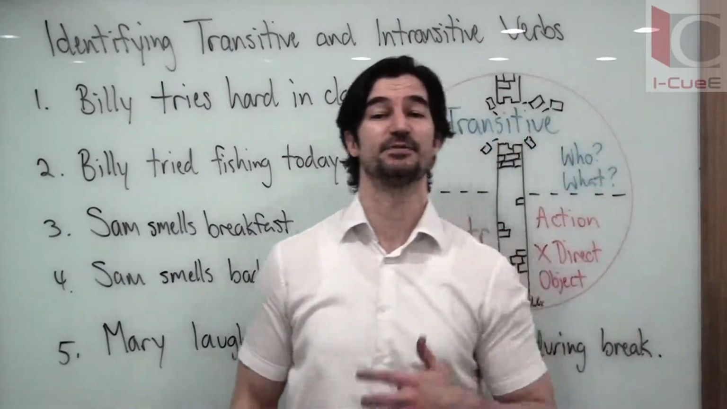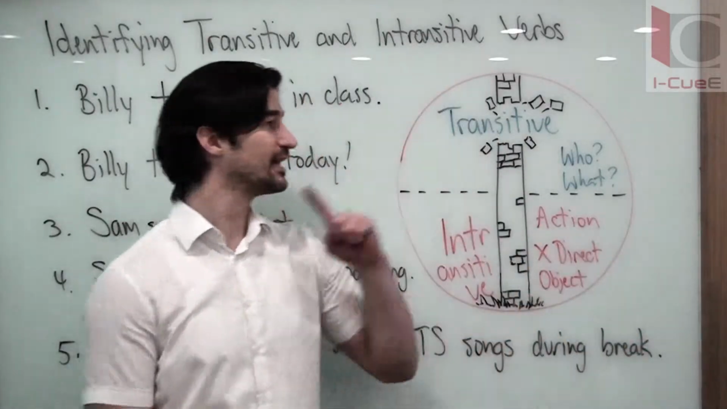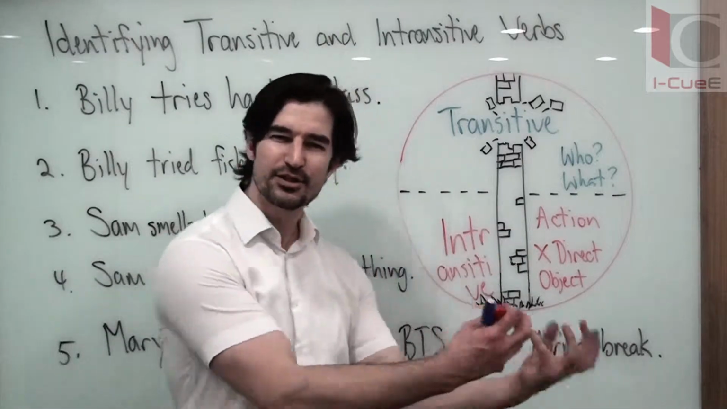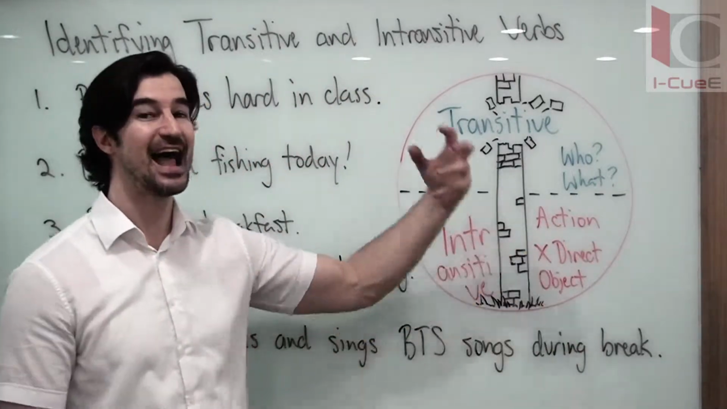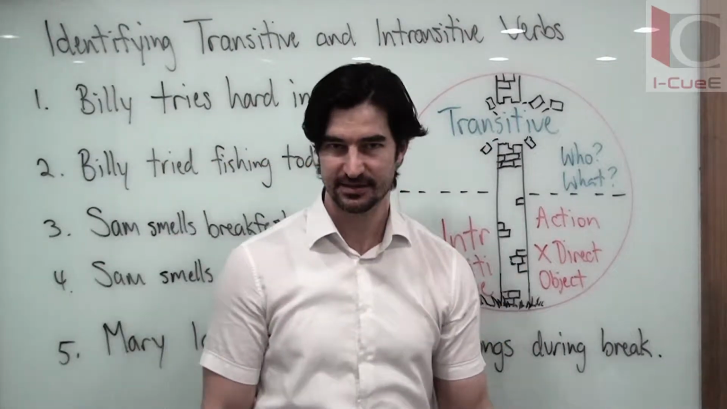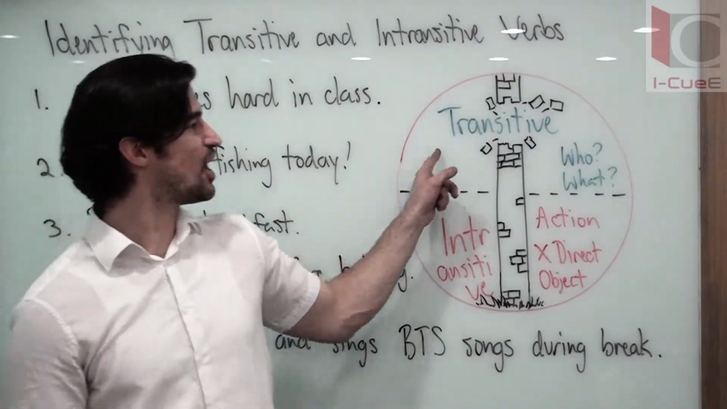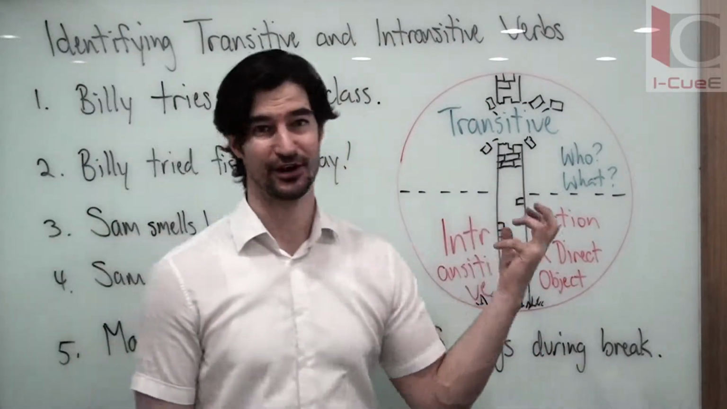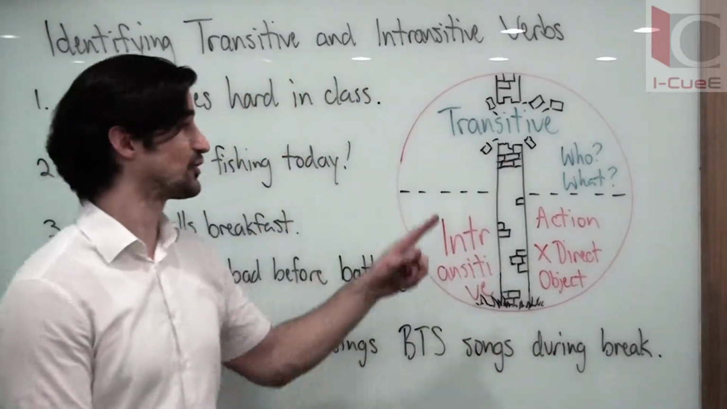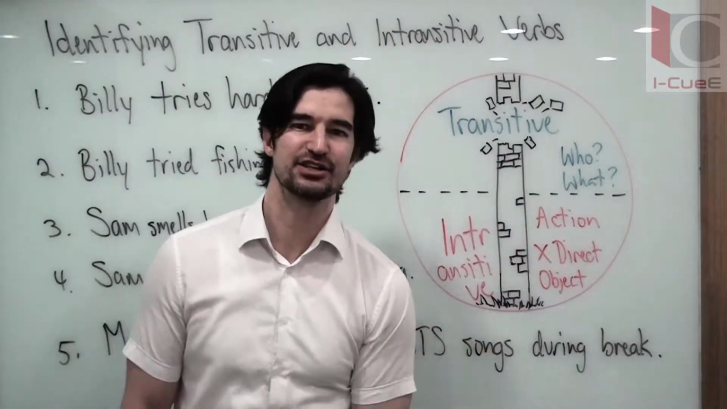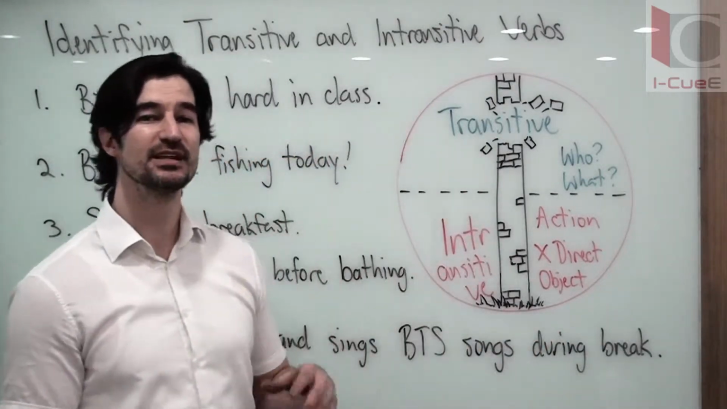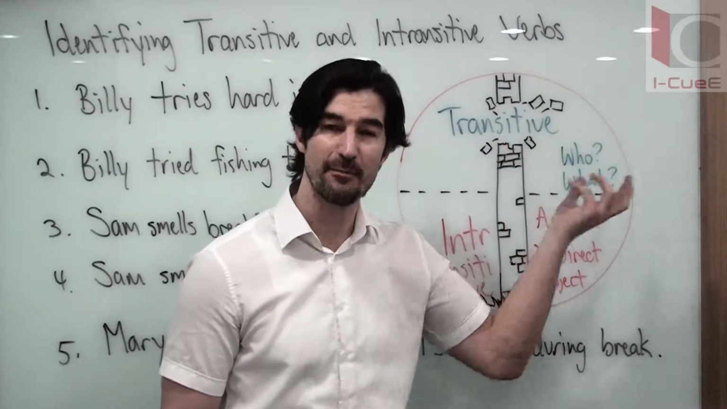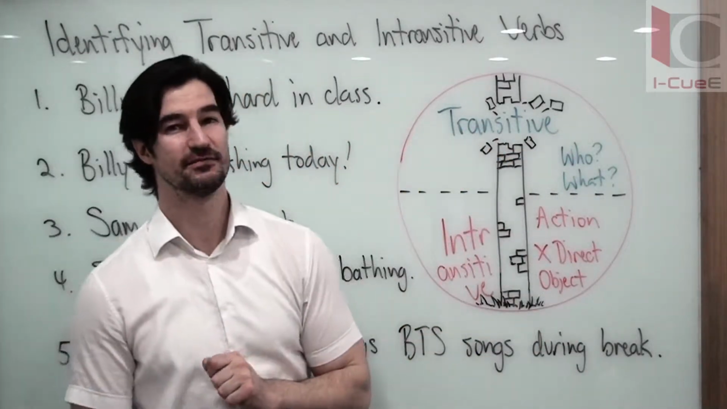So how do you tell the difference between transitive and intransitive verbs? Well, transitive verbs always break through the verb wall. They break through that verb barrier, and on the other side has to be a direct object. Okay? So transitive verbs always take a direct object. Intransitive verbs never take a direct object. Transitive verbs can be action verbs, they can be being type verbs, but you can always ask the question who or what in order to identify the direct object in a sentence with a transitive verb.